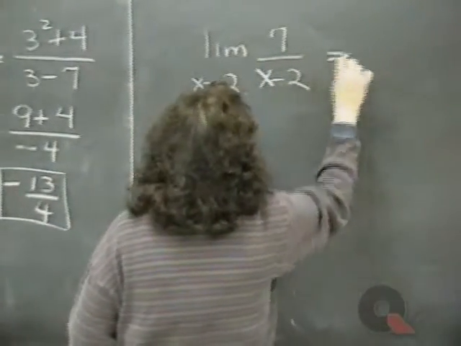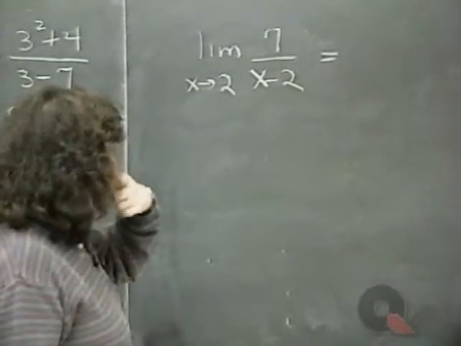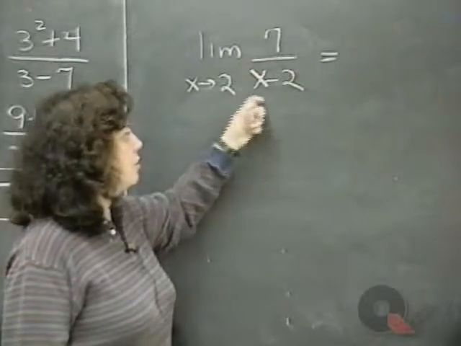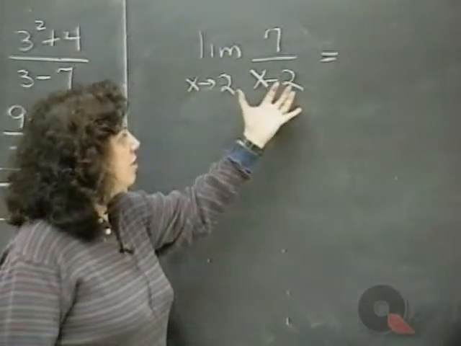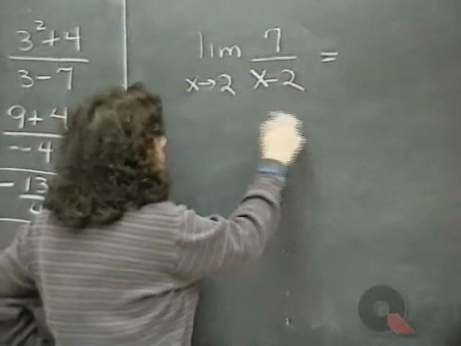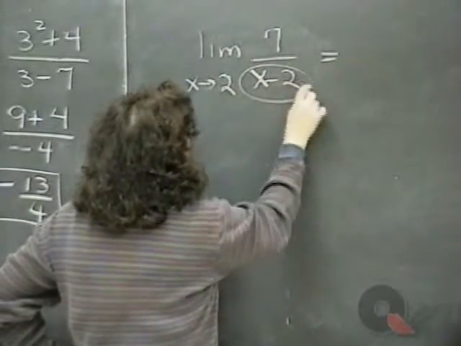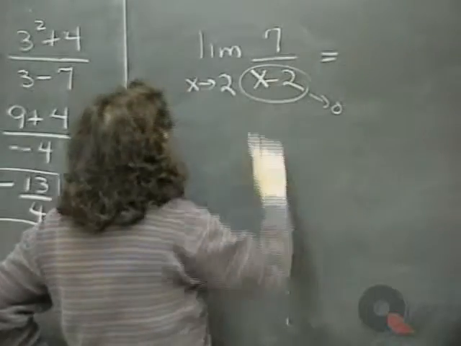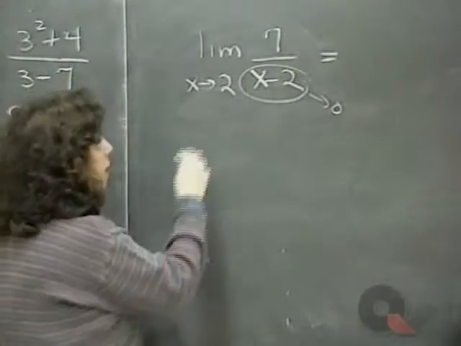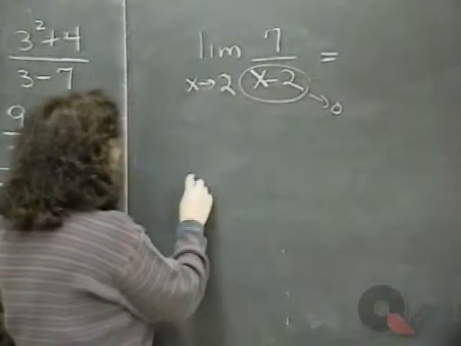Unlike the previous problem, this limit cannot be evaluated by substitution because we have a function which is not continuous at x equals 2, because you would have division by 0. Okay. We notice that as x approaches 2, the bottom is going to 0. The top is staying constant, 7. Fortunately, we have a method for handling problems like this.